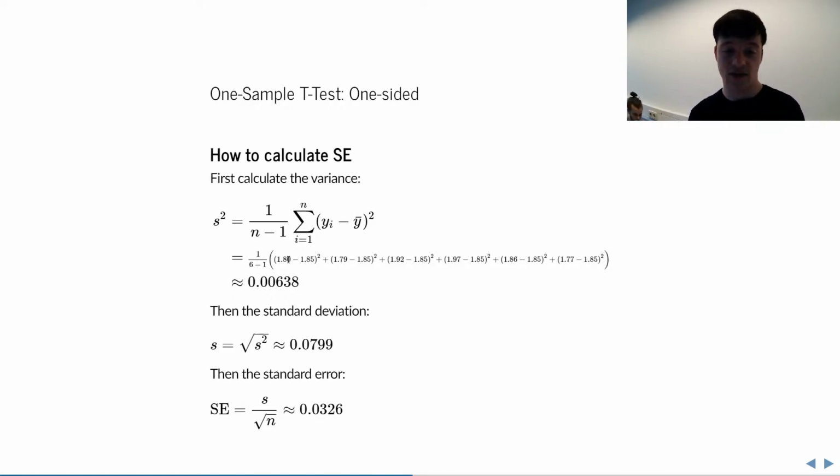So we can do that. We can calculate all the squared differences, so 1.8 minus 1.85, 1.79 minus 1.85, etc.